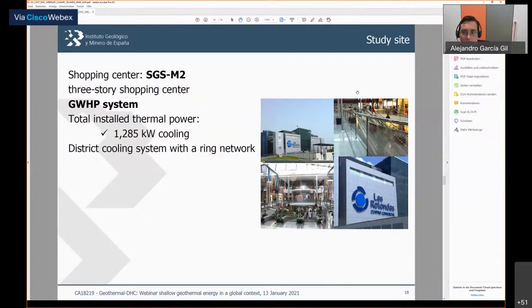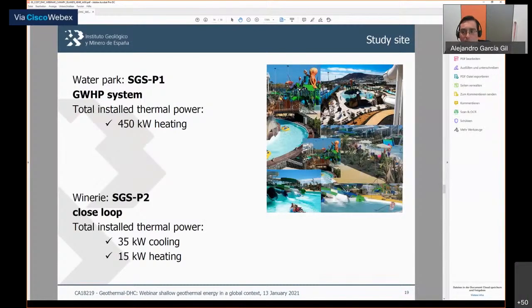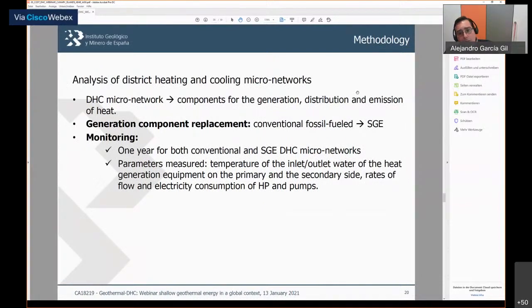You can see a second shopping center system, which also has an important capacity, but this time only for cooling, 1,285 kilowatts. Next, this will be the water parks. We have studied one of them, and this also only uses the groundwater for heating, 450 kilowatts capacity. And finally, we have only studied one closed loop system, and it's a much smaller installation, 35 kilowatts for cooling, 15 for heating.